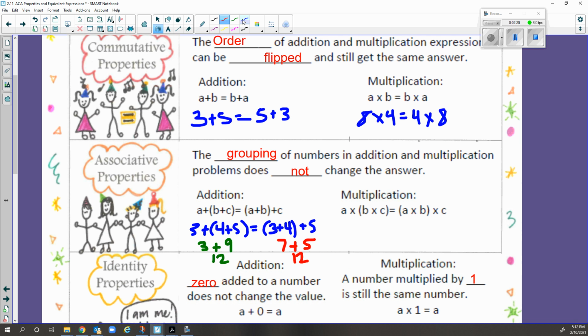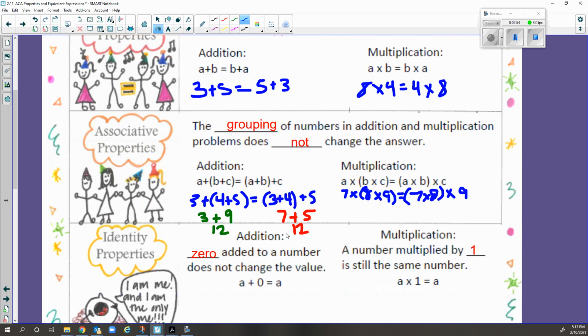It works the same way with multiplication. I could do something like 7 times 8 times 9. And for the same reason, when it's all multiplication, the order doesn't really matter. I could do 7 times 8, then times 9 at the end. It'll still give me the same number. And that's a really big number, so we don't need to work through that one.